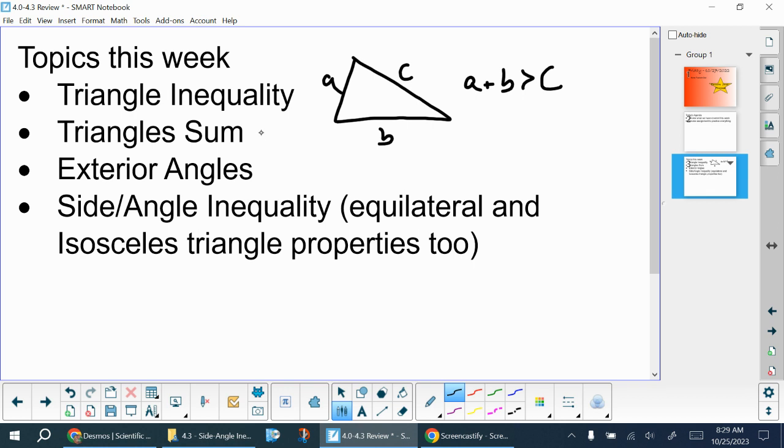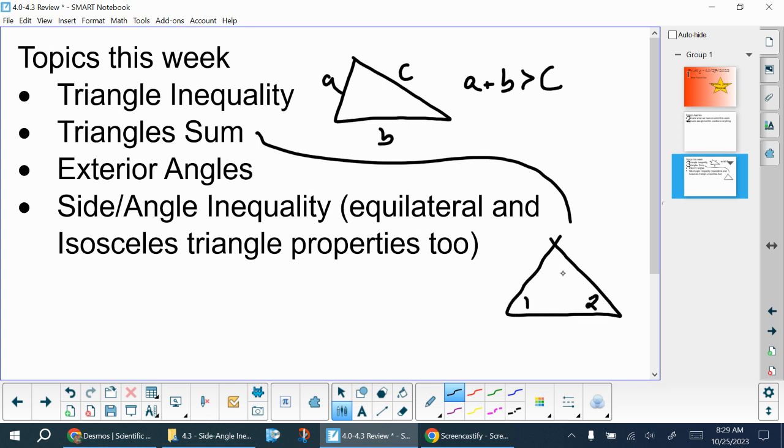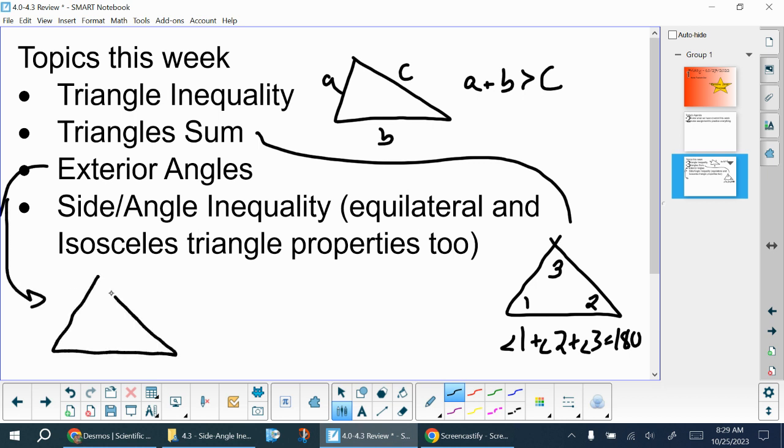The triangle sum has to do with the angles of a triangle. So if I put angle 1, angle 2, angle 3, I know that if I add those up, angle 1 plus angle 2 plus angle 3, I get 180 degrees. The exterior angles, this is the one that you don't really need to know, and I'll talk about that more in a little bit. But if I've got these two angles here, which are called the remote interior angles, they add up to be the same thing as angle 3. So angle 1 plus angle 2 is equal to angle 3. That one is one that you don't really need to know, but is kind of nice.